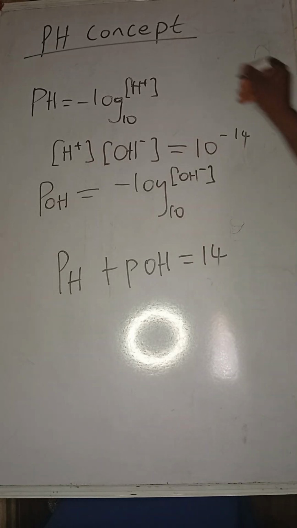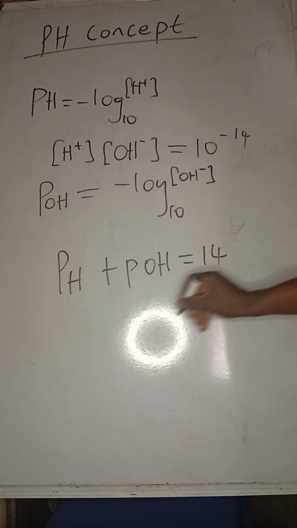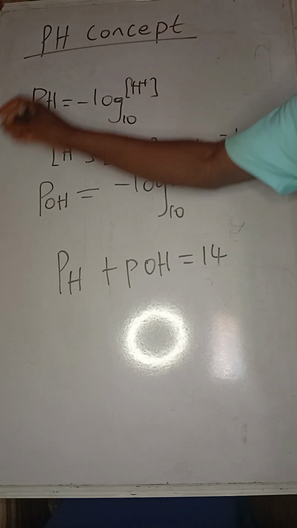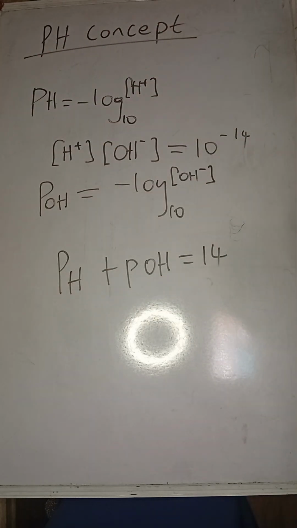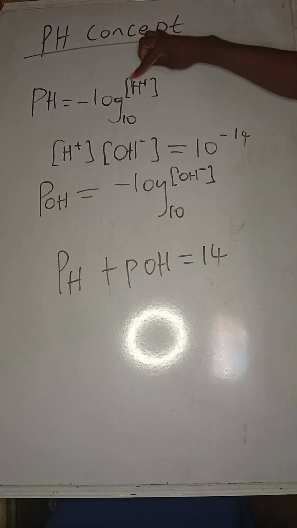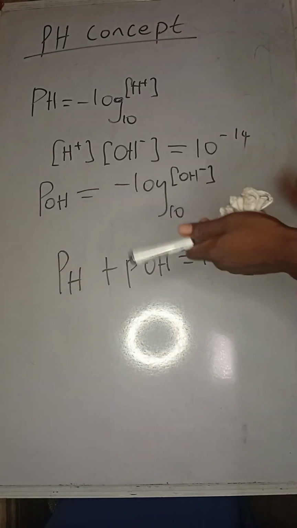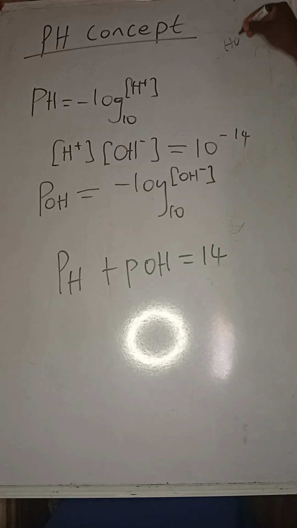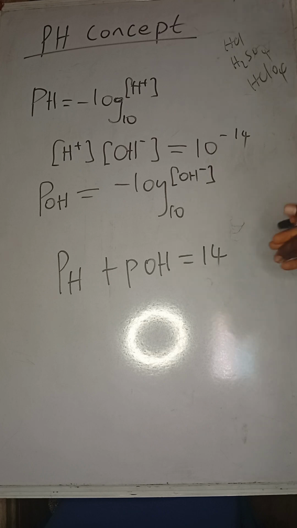Now, all these things I've explained, all these formulas I have given to derive the pH of a solution, they all work for strong acids and strong bases. So we usually use this for strong solutions. Examples of strong acids are HCl, H2SO4, HClO4. If you have to calculate their pH, you use all these derived equations. I'll give a simple example as we proceed.